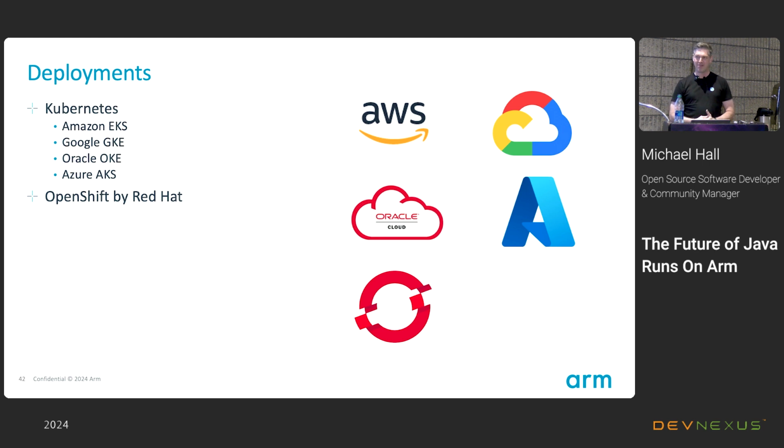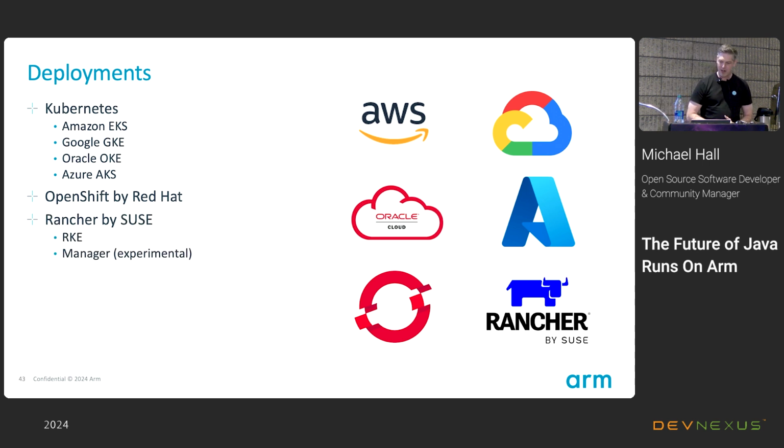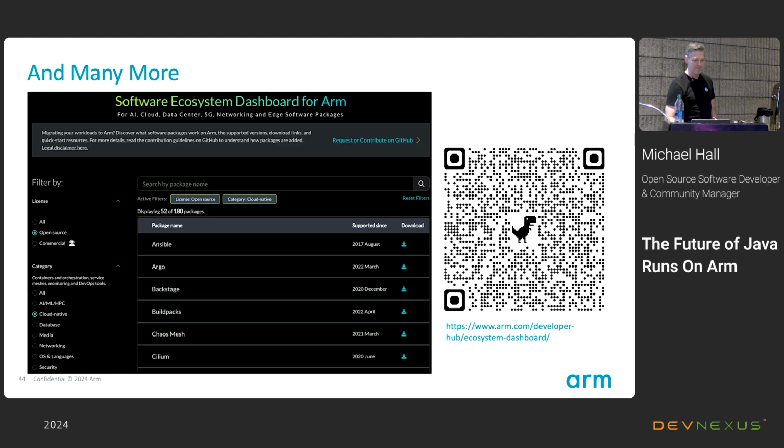OpenShift, I know we've got some OpenShift users in here. They've done the work to make OpenShift run on ARM64 servers, so that's ready for you now to start using. And Rancher, also by SUSE, has got some initial support for that. Their managed Kubernetes, RKE, has full support for it. And then Rancher Manager, which is their orchestrator, has got experimental support so far. I just checked with them yesterday to see if that was still the case. And Manager is still experimental. RKE is available in production for ARM.